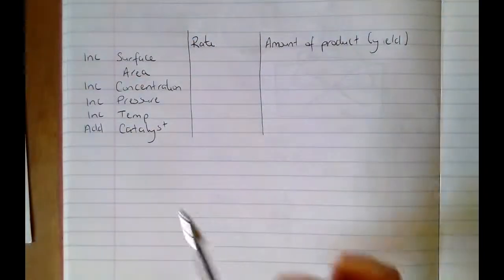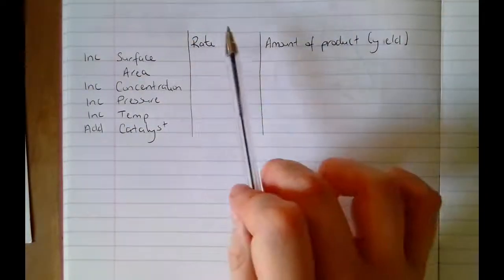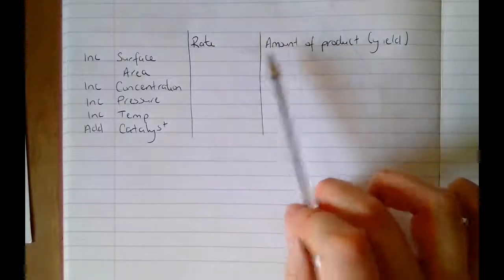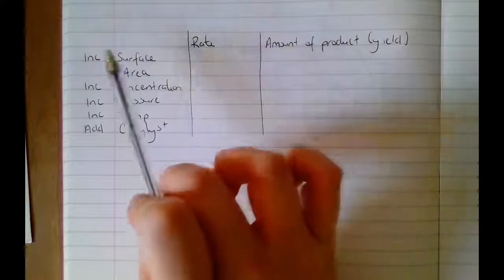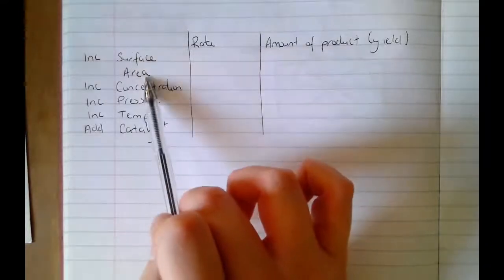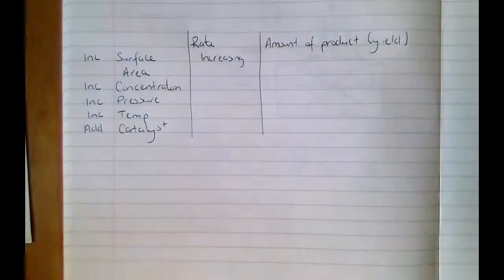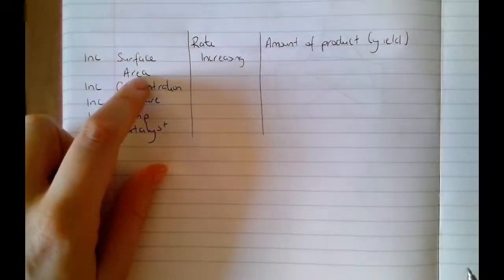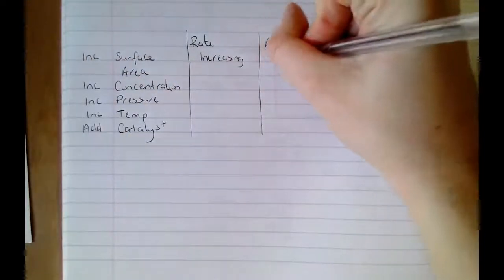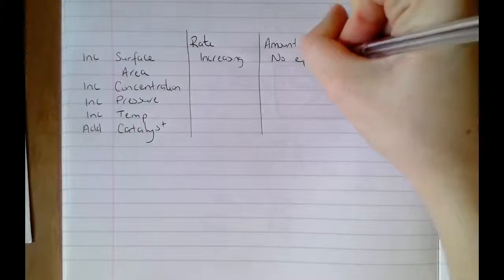As well as looking at the effect that these things are going to have on the rate, we need to look at the effect they will have on the amount of product being made, which can be called the yield. So we saw that when we increased the surface area of a reaction, we ended up increasing the rate. But just because you're increasing the speed of the reaction doesn't mean that you're going to increase the amount of product. And simply increasing the surface area is not going to increase the amount of the product that you are making.